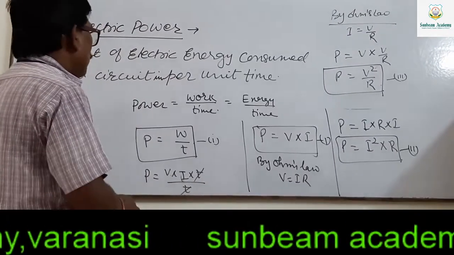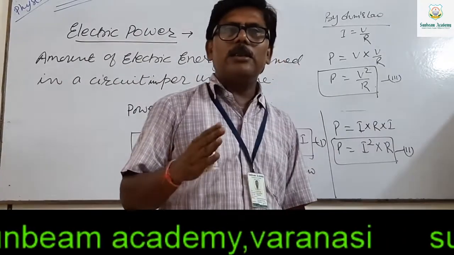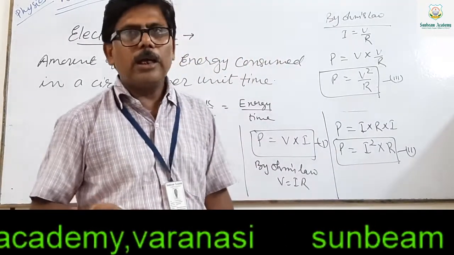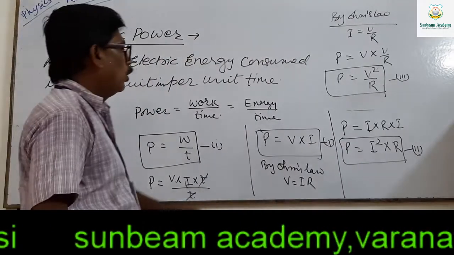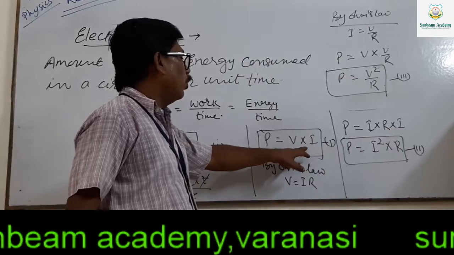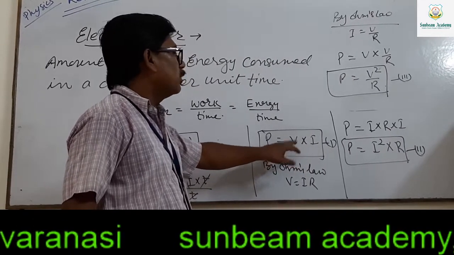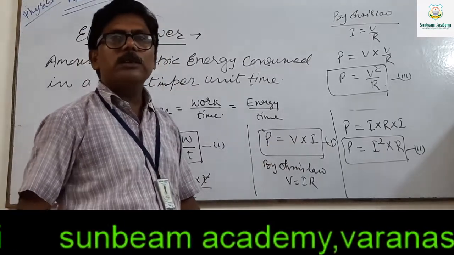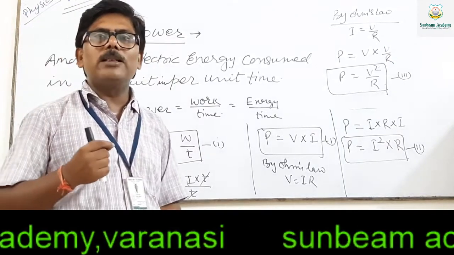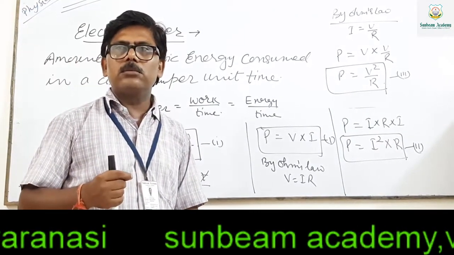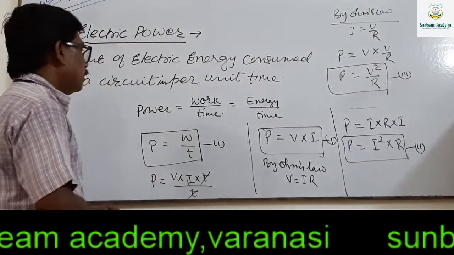So the SI unit of electric power is watt. And 1 watt is defined as how much? When 1 ampere of current flows through a conductor having a potential difference of 1 volt, then you can say that 1 watt of power is consumed by the electrical equipment. Now let us see the electric energy.